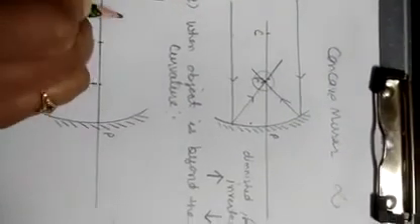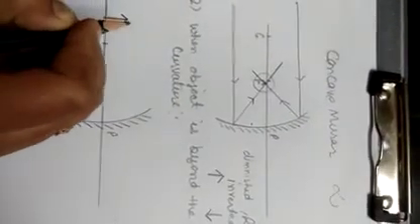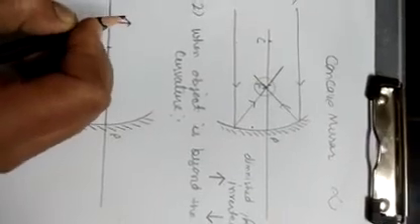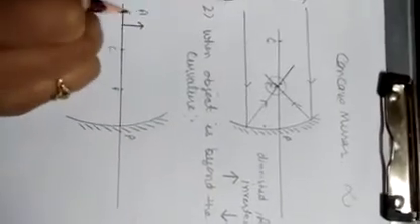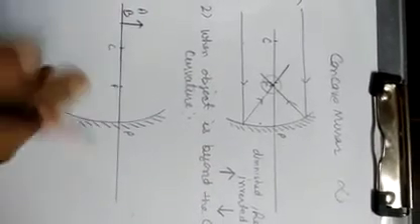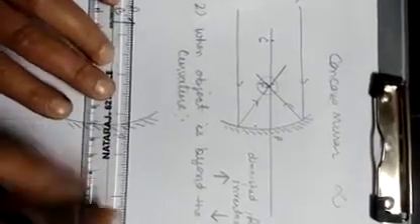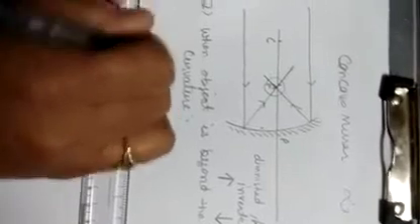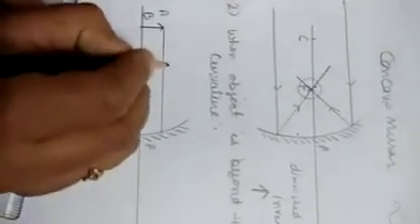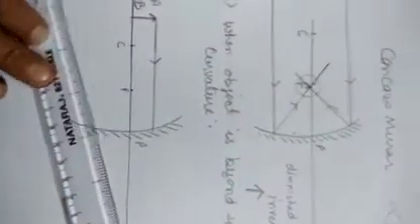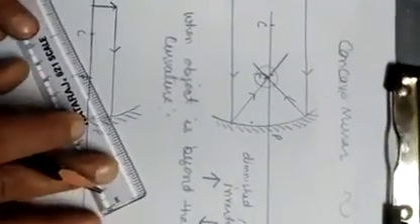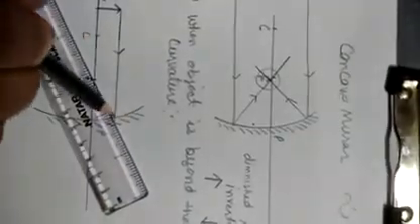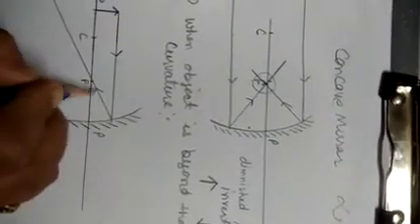This is an object. Object means anything. It may be tree or it may be anything that we are going to place in front of it and name that AB. Let's consider 2 rays. First one, that is parallel to the principal axis, striking on the mirror. After striking on the mirror, it will pass through the focus point. This is the first ray, and we will consider the second ray.